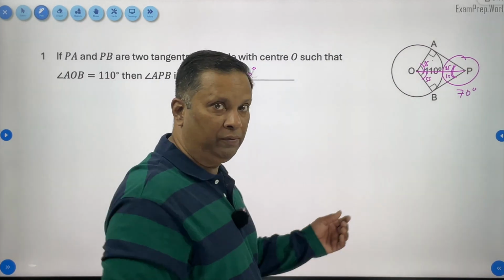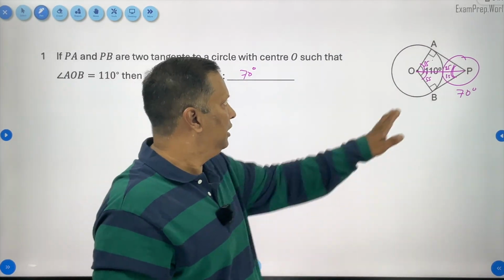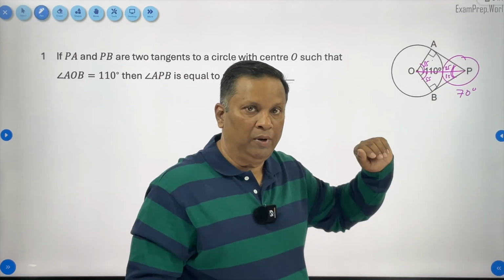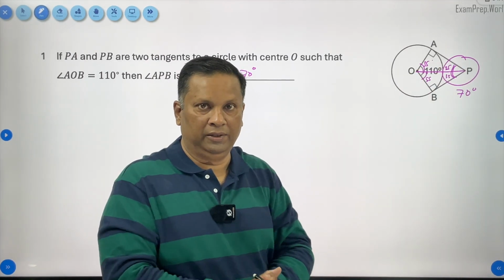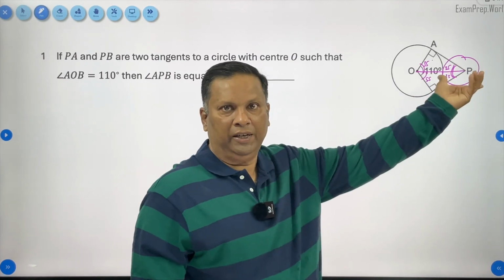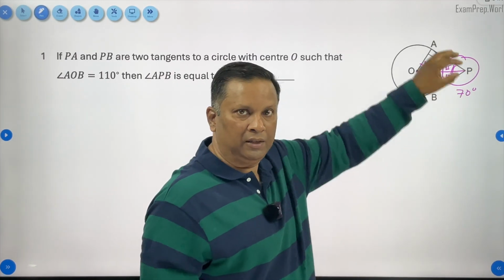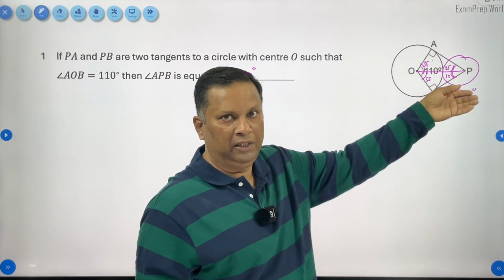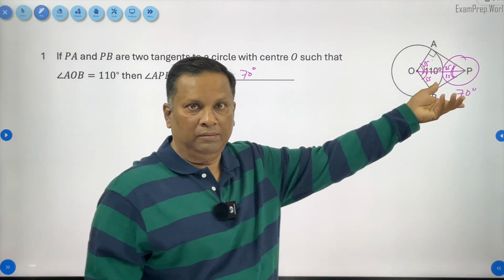And what was the shortcut which we learned in the previous video? These two angles are supplementary. That means their addition is 180 degrees. So if this is 110, this obviously has to be 70. That was a trick. But traditionally you have to prove it like that: prove the congruency of two triangles, tell them that the angles are equal, add them, and that's your answer.